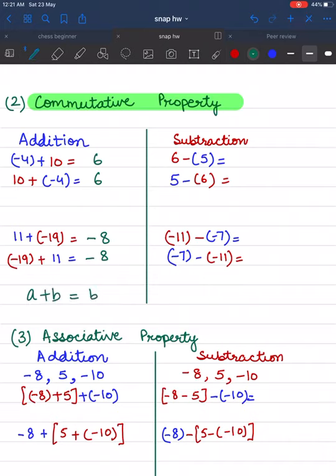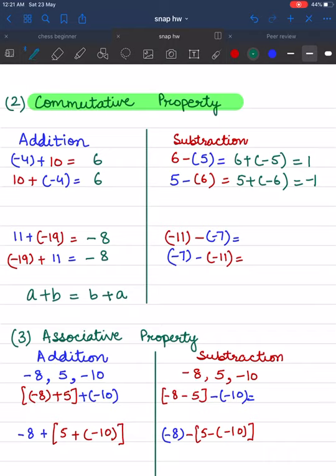Now let's check for subtraction also. So here first I am subtracting 6 and 5. So I get 6 plus minus 5, it's 1. Then I change the order and now I subtract 5 and 6. So 5 plus minus 6, I get minus 1. So here the result changes.